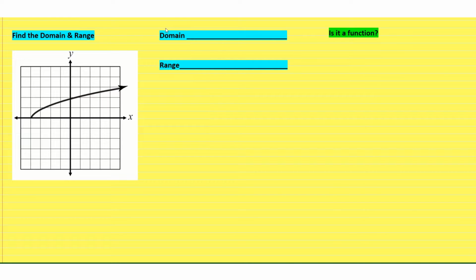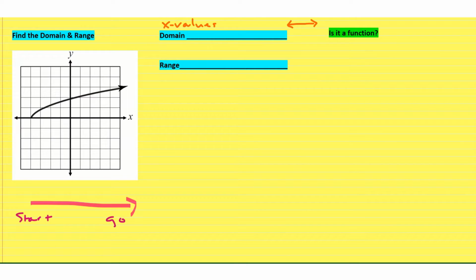So let's first consider the domain. The domain includes the x values, and the x values align with the x-axis, which goes from left to right. So that's what we're going to consider on this graph. What is the graph doing from left to right? Where does it start? And where does it go to?